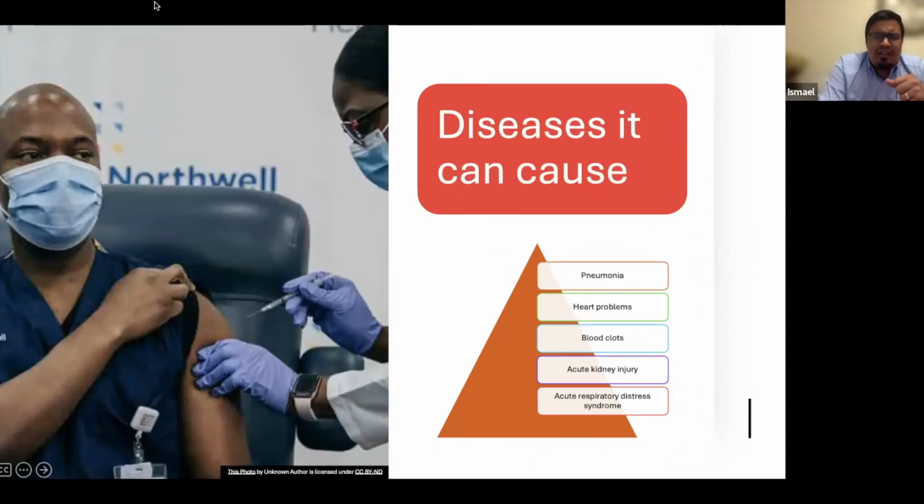So this sickness has caused many diseases, and it can bring other diseases like pneumonia, heart problems, blood clots, acute kidney injury and acute respiratory distress syndrome. So it can be an open window to bring in another disease because this virus weakens you. That is why it brings an open door for a sickness that can be worse. I mean, stronger.